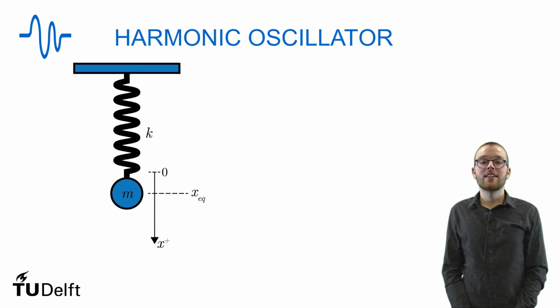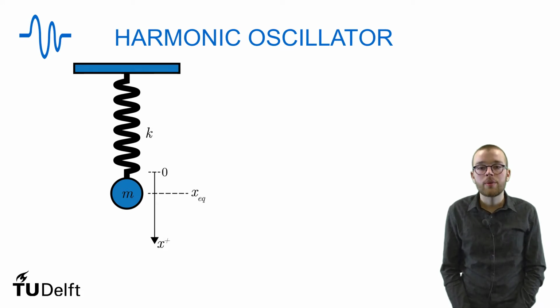Hello everybody! In this worked example, we will show that the sinusoid presented in the lecture is indeed a solution to the differential equation for the harmonic oscillator. Similarly to the lecture, we will put our origin at the equilibrium position of our mass spring system, which is indicated by x equilibrium here.